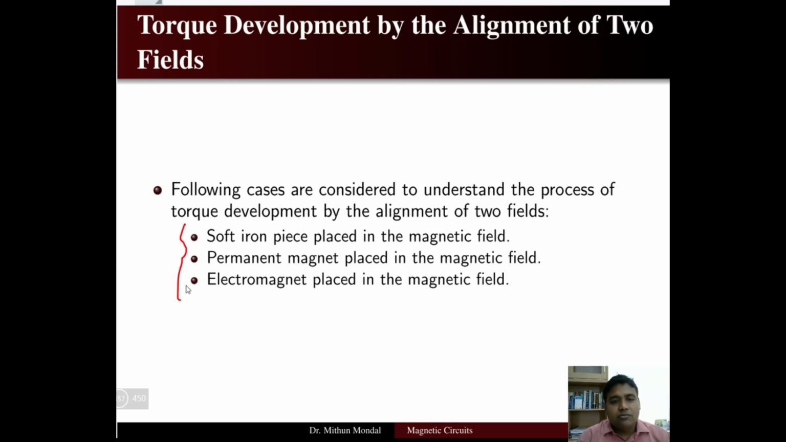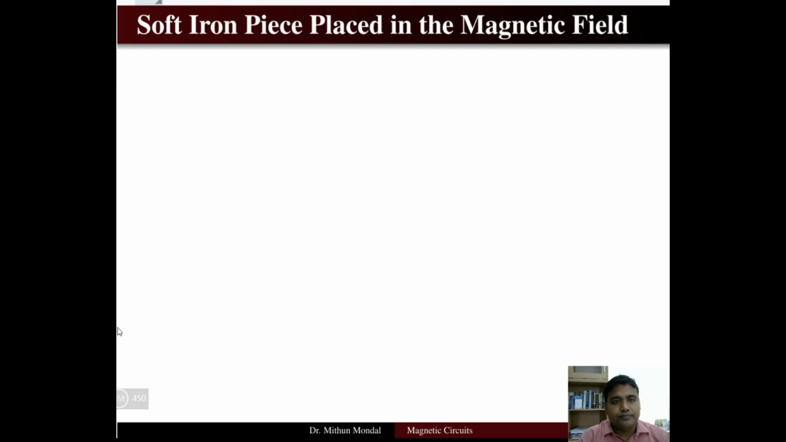In the first case, we will take a soft iron piece which is placed in a magnetic field. Second case, we will take a permanent magnet which is placed in a magnetic field. And in the third case, we will take an electromagnet which is placed in the magnetic field. So we'll start with soft iron, then move to permanent magnet, and third we'll give electromagnet, and then we will understand how the torque is produced.